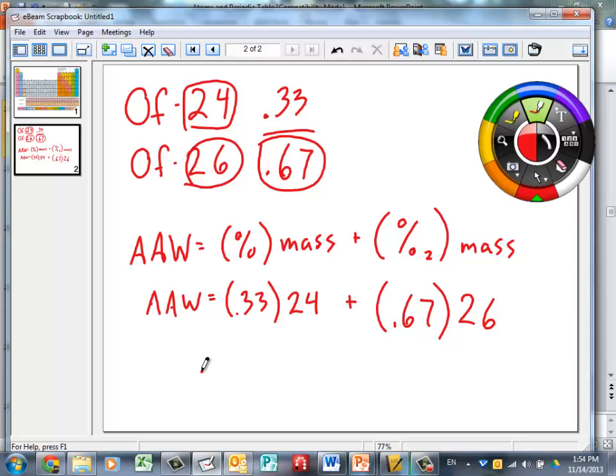If we plug that into our calculators, the average atomic mass, or average atomic weight, comes out to be 25.33 atomic mass units.